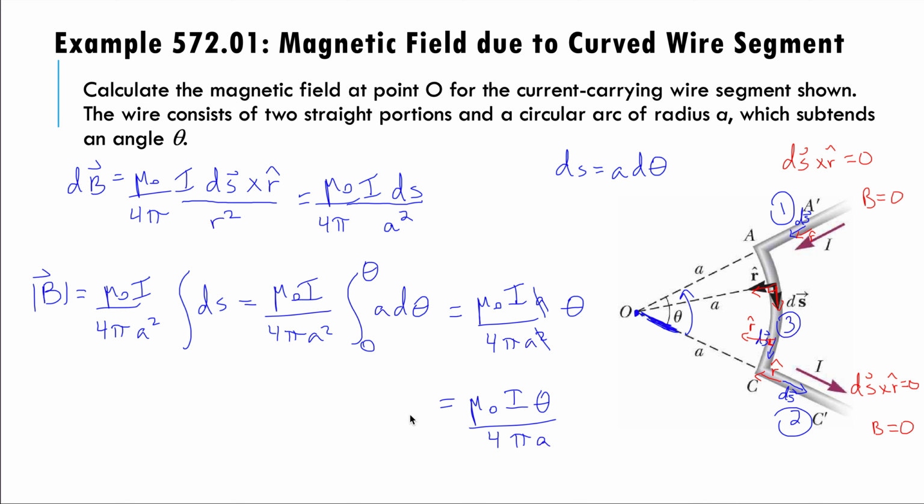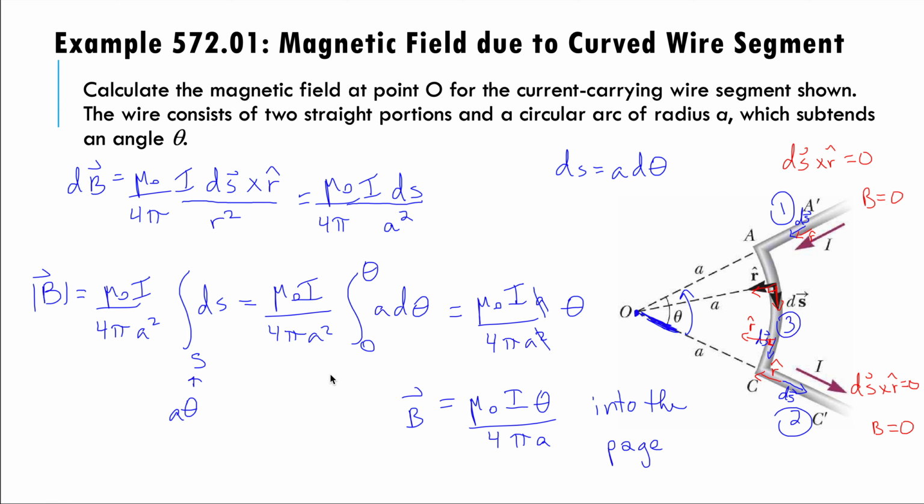If we do want a direction for the field, then we can just say into the page. And if you had just integrated this ds to get s, then you would have had to make the substitution at this point for s. You would say s is equal to a times theta, and then you would still get the same exact answer. So whichever way you prefer.